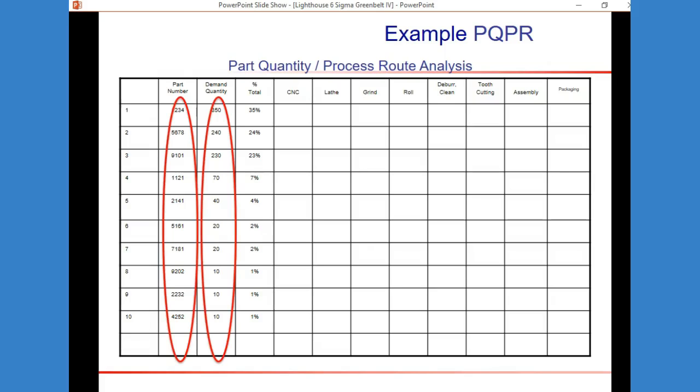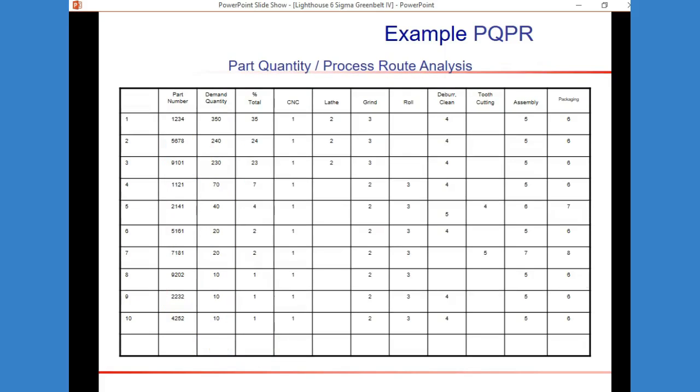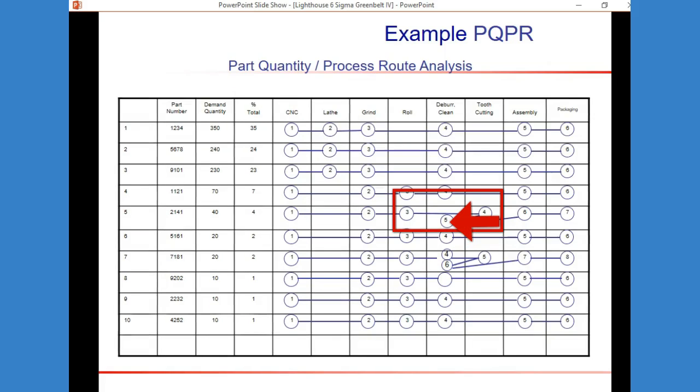So I'm going to take my part number demand percentage and I start documenting what the steps are for each part. So that first part number goes 1, 2, 3, 4: from CNC, lathe, grind, goes to deburr, assembly, and then out the door to packaging. So I do that for every part. And I have all these columns filled up with steps 1, 2, 3, 4 in the order that they're used. And sometimes it skips over one and goes back one, but that's what you want to identify.